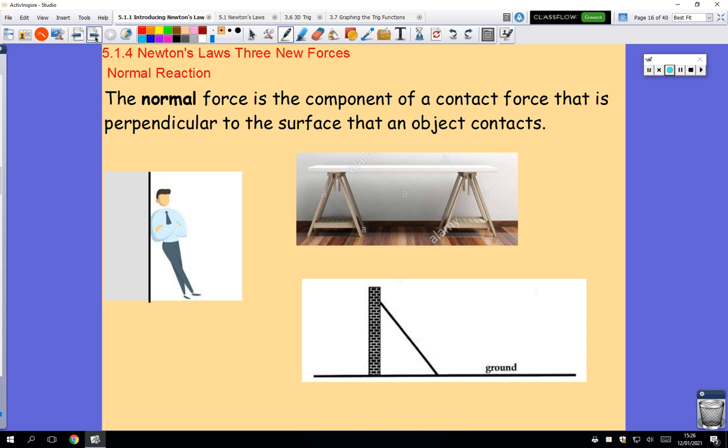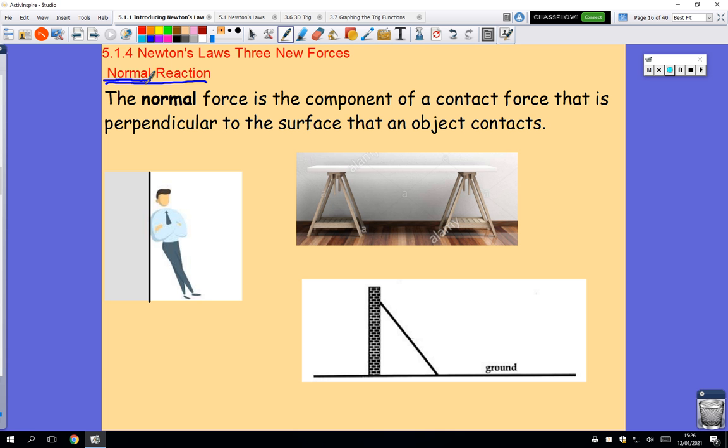Another force I want to talk about is something called the normal force or the normal reaction. In mathematics, normal always means perpendicular to. So the normal force is the component of a contact force that is perpendicular to the surface that an object contacts. So any time two objects are in contact, there is a contact force, a normal reaction.